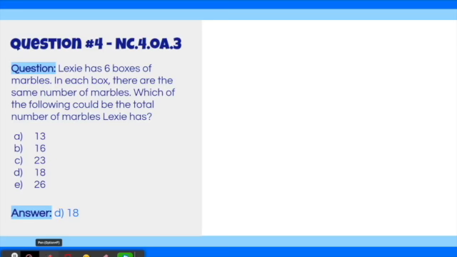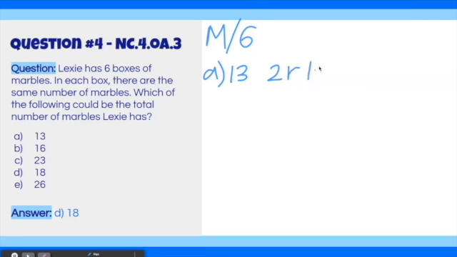Okay, so if Lexi has 6 boxes and each one has the same number of marbles in them, that means the number of marbles, or M, must be divisible by 6. So we can use the process of elimination to solve this question since you're given multiple choices. So A, 13. So now we would check if 13 is divisible by 6, which it isn't, because you would get 2 with the remainder of 1. And this remainder means that it isn't divisible, so no.